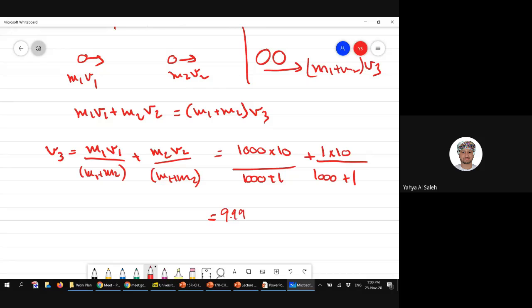This is 9.99 plus something small, which is approximately 9.99. So what will happen is both of them will end up moving together with the velocity of the bigger ball, because the smaller ball is going to be overwhelmed. There's not much that it can do.